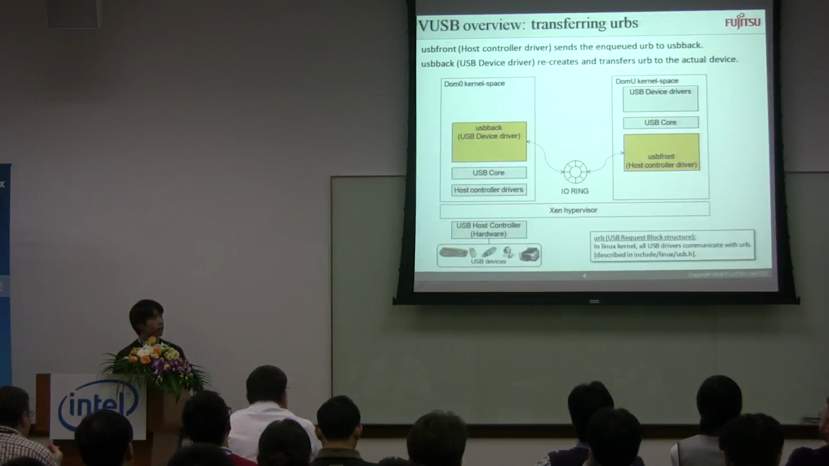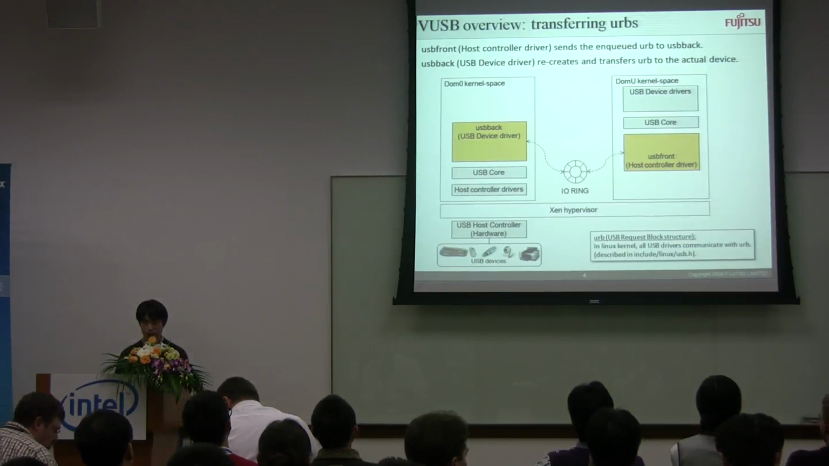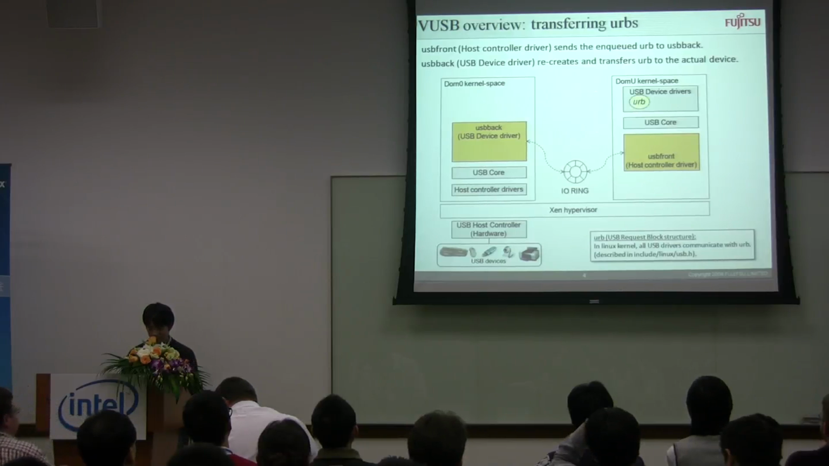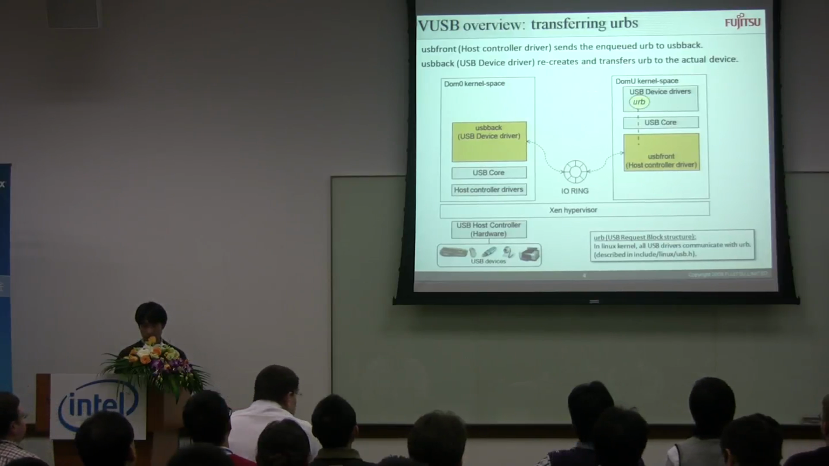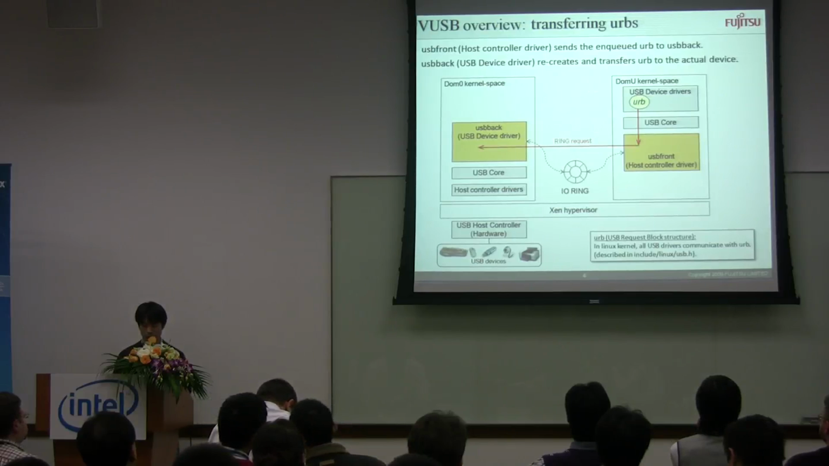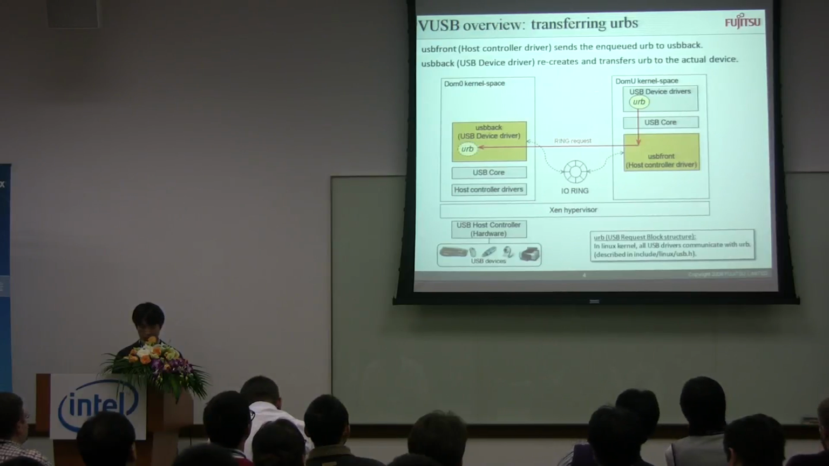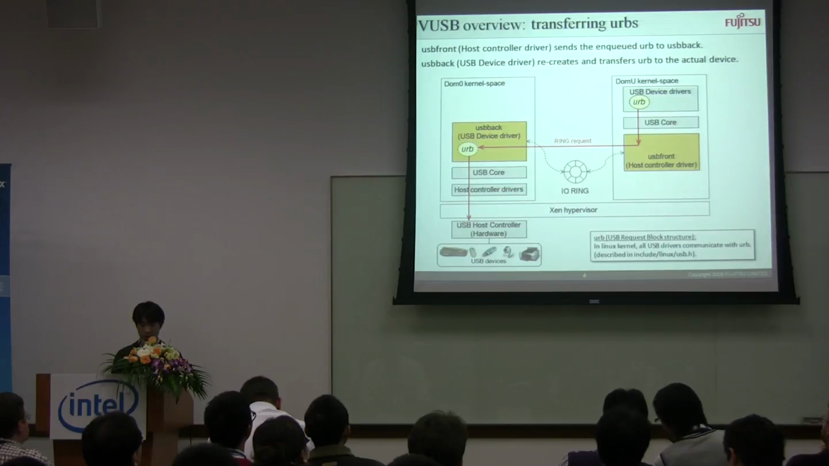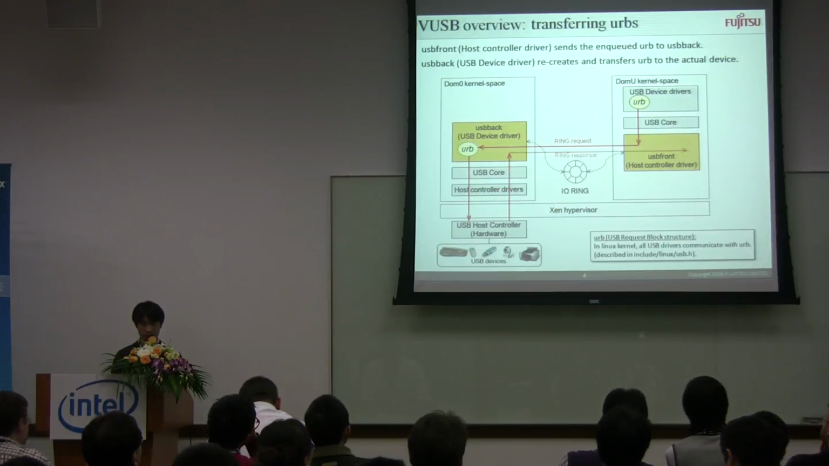USB drivers communicate with USB request blocks, called URBs. The red arrow in this figure indicates how URBs are transferred. USB front sends the encoded URBs to the backend, USB back, through the link. And USB back recreates them and transfers them to the actual device. The response returns in reverse sequence.